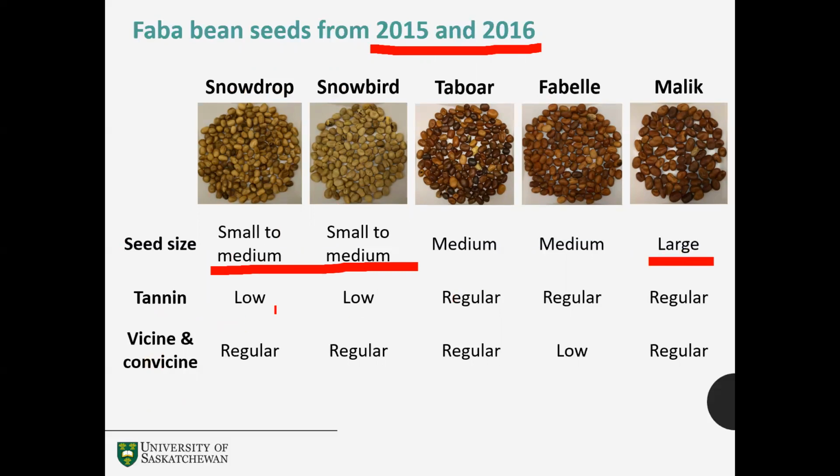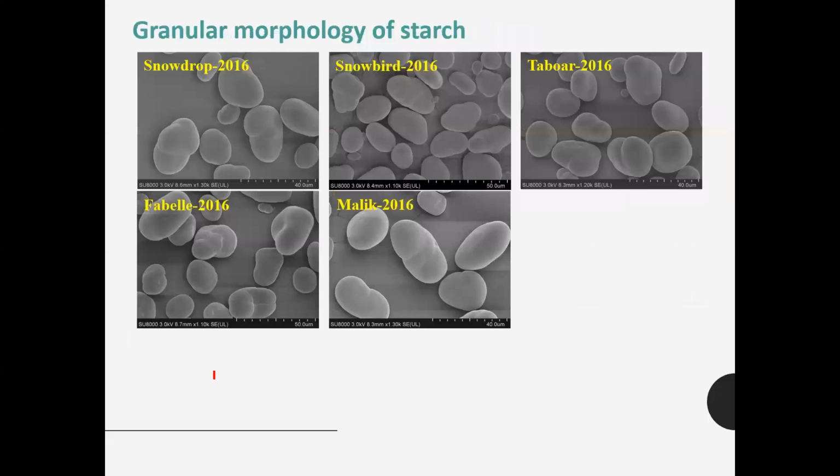Regarding the tannin content, the Snowdrop and Snowbird, which have a lighter color in the seed coat, have a low tannin content. With respect to the vicine and convicine content, most of the varieties have regular content of these substances, but Fabel has relatively low content of these two anti-nutritional factors.